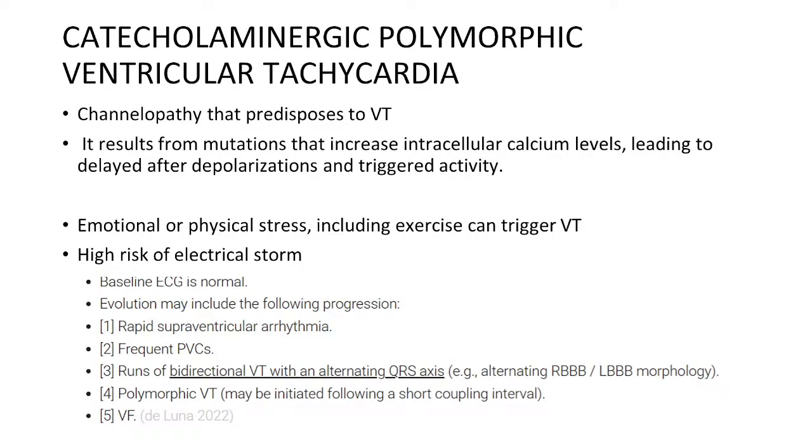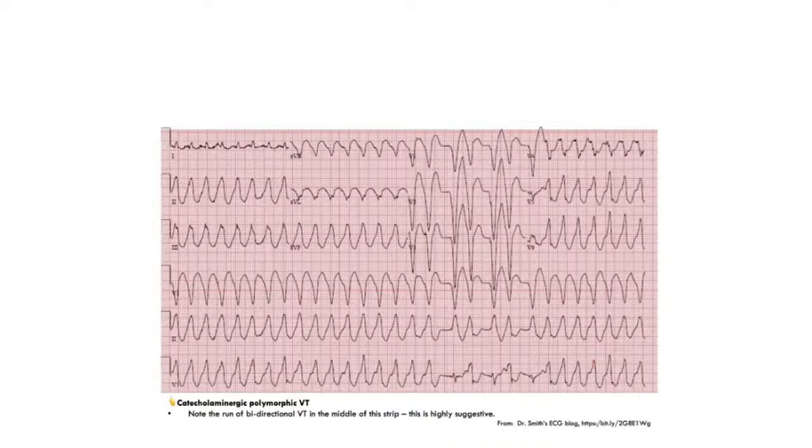On ECG, usually we are seeing frequent premature ventricular complexes, VTs, or bidirectional VT. So this ECG is initially showing ventricular tachycardia. In between you are seeing bidirectional VT, one up and one down. So again there are many different morphologies of VT in such patients.